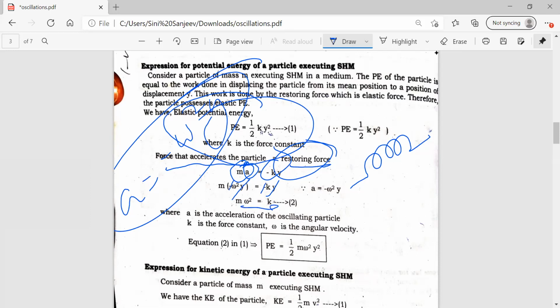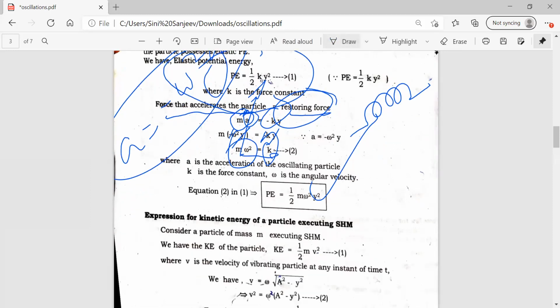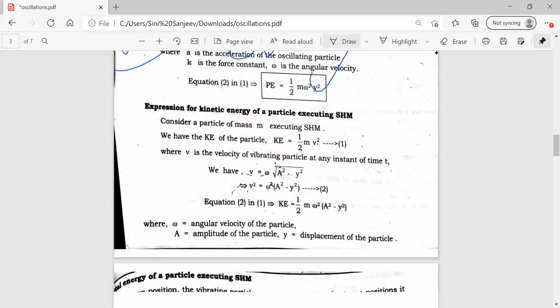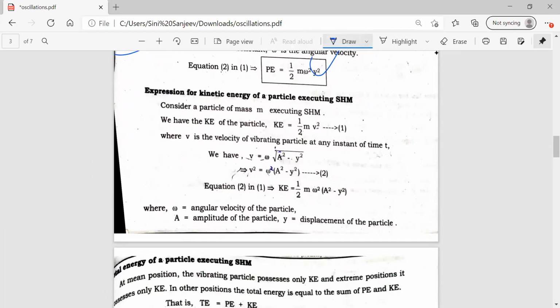Correct? So instead of k, I'll put m omega square here, that's it. M omega square y square, that's our answer for this. And guys, I'll be sharing this PDF with you, so no need to worry. Clear? This is the velocity formula we just discussed. If I square the terms, I'll get v square. Kinetic energy is equal to what? Half mv square. So instead of v square, I'll put this value. That's it.